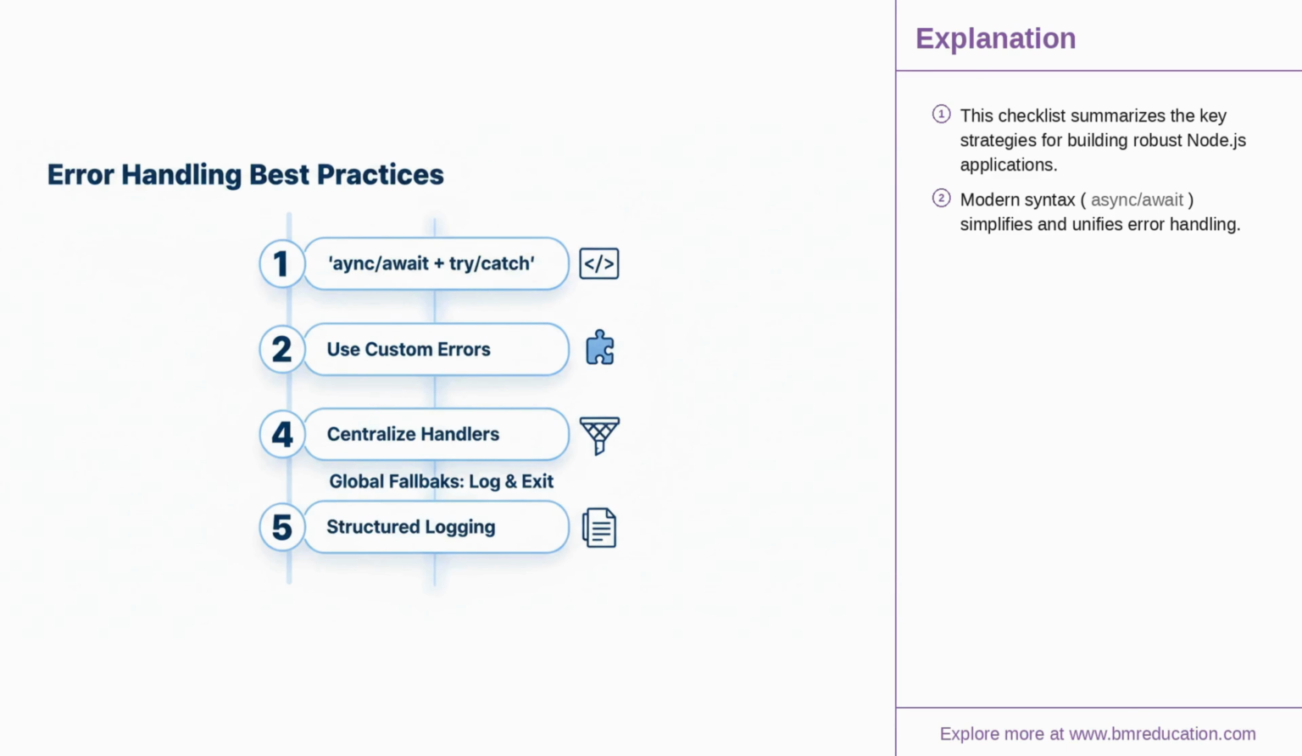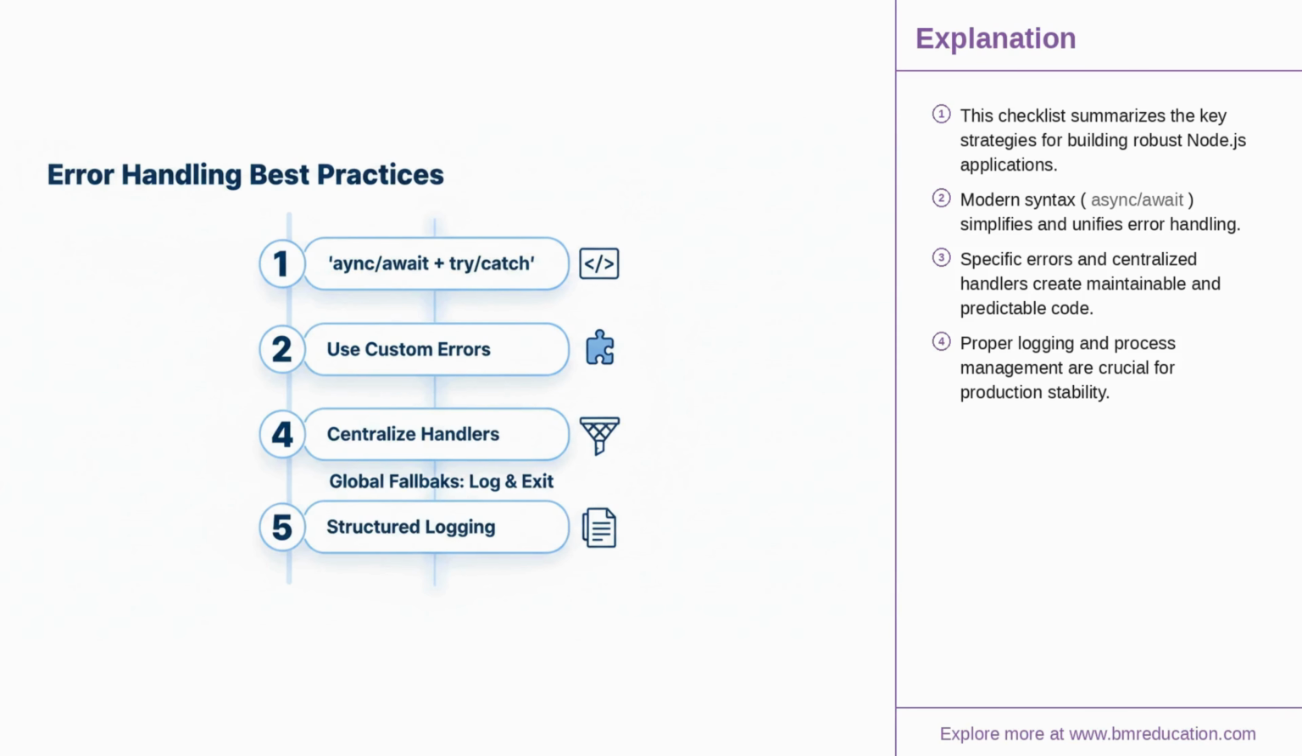Let's bring everything together into a final checklist for resilient applications. 1. Use async/await with try-catch for all async logic. 2. Create specific custom error classes. 3. Centralize error handling in your web server. 4. Implement global handlers to log and die as a last resort. And 5. Use structured, contextual logging for everything. Following these principles is the path to truly professional Node.js development.